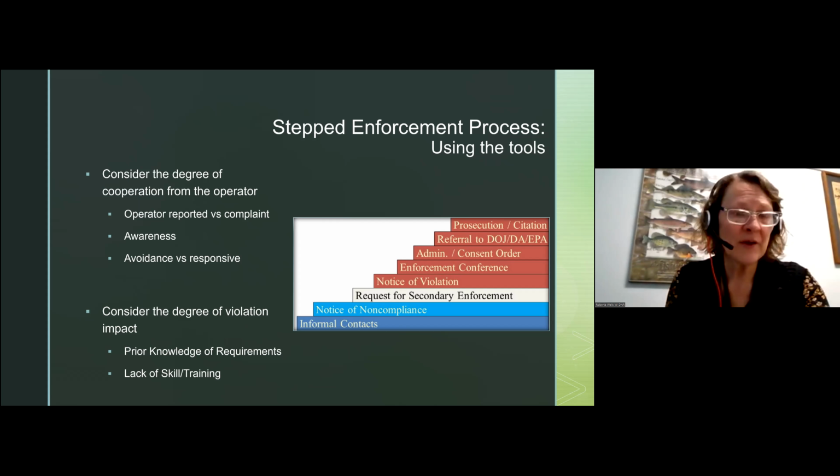Also, are they avoiding you? Are they being responsive? And to what degree? That's going to tell you where you're going to start out on your rung, right? Are you going to start out with that simple conversation and giving them the opportunity to correct? Or are you going to send that letter right away? Also, you're going to know your operator well. Have they been problematic in the past for you or not? So those are the things that you can consider about where to start on your enforcement rung.